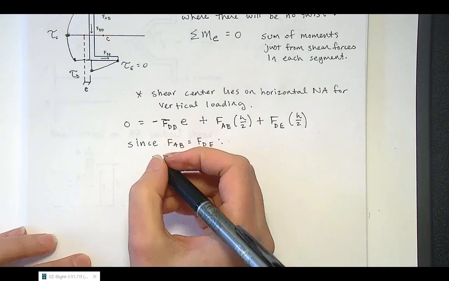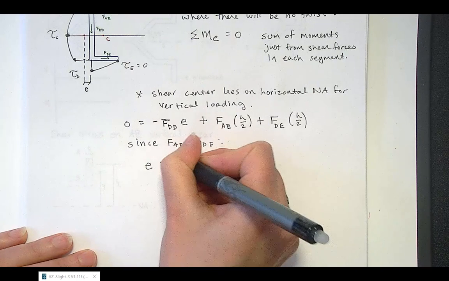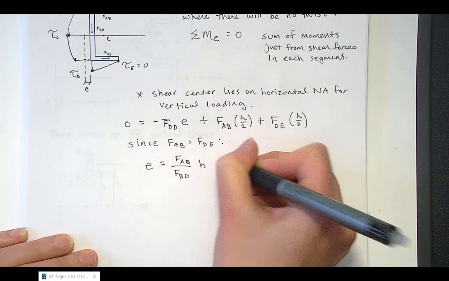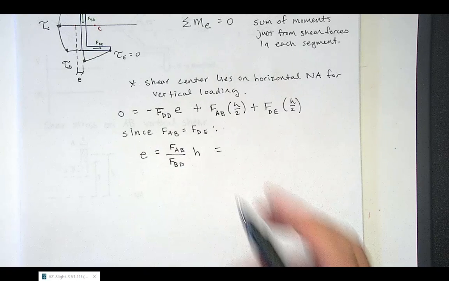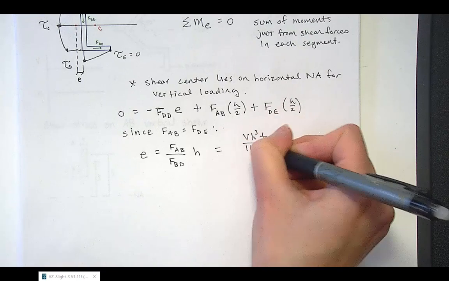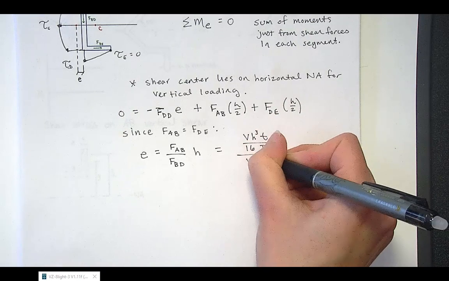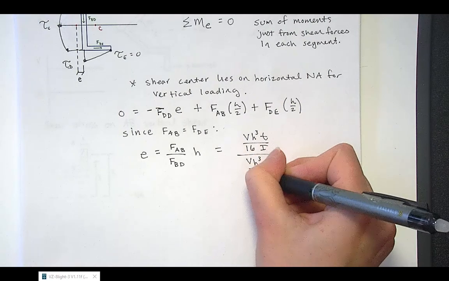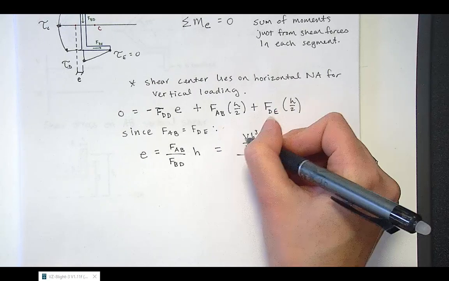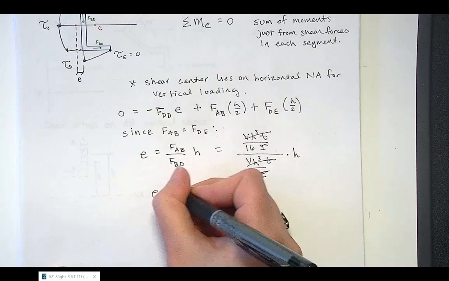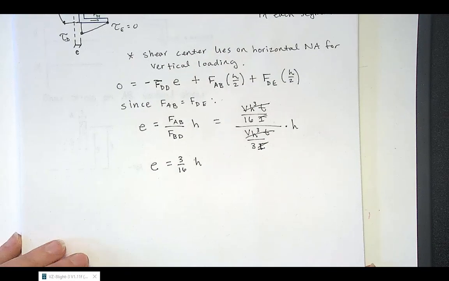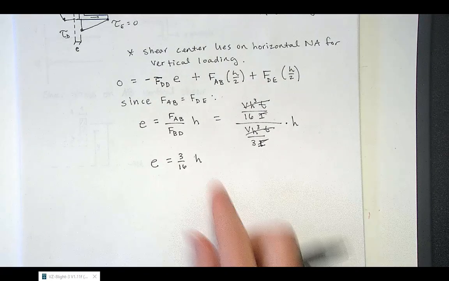we have E is equal to FAB over FBD times H, and then plugging in our values that we found for FAB and FBD, that is V times H cubed T over 16I, and VH cubed T over 3EI, not EI, just I, times H. So all these terms cancel, and we end up with E being equal to 3 over 16 times H. So that's how you locate the shear center.